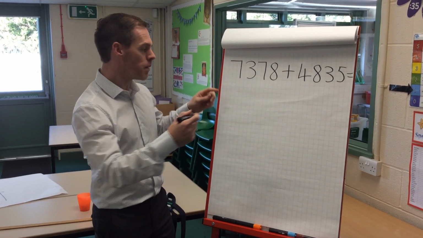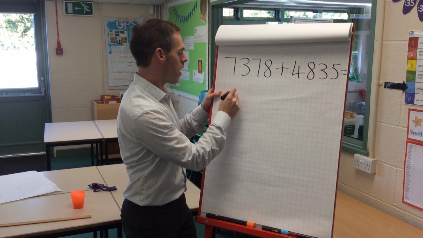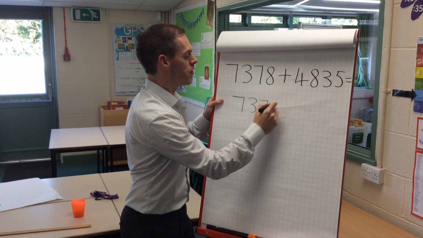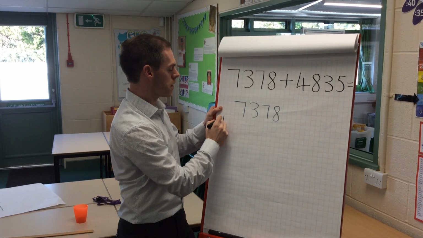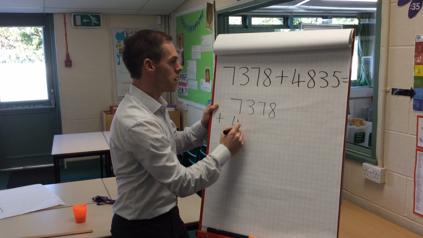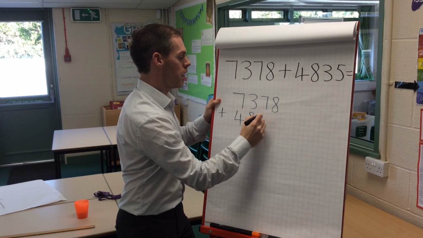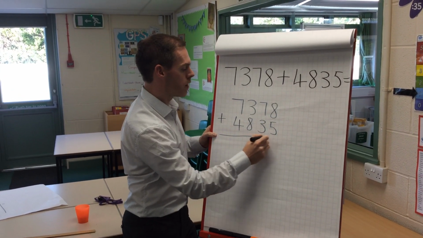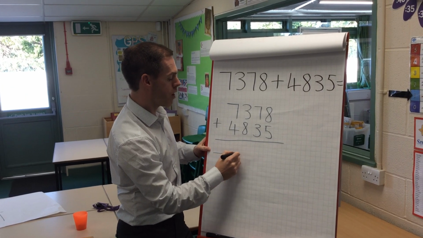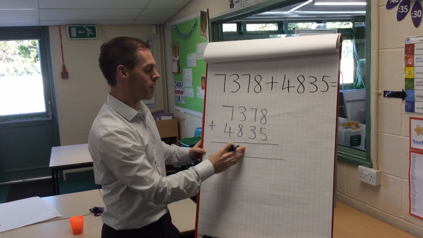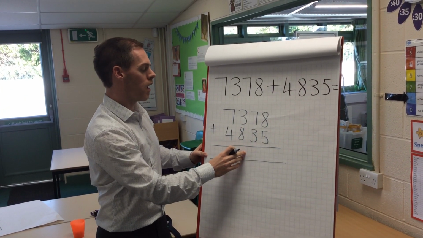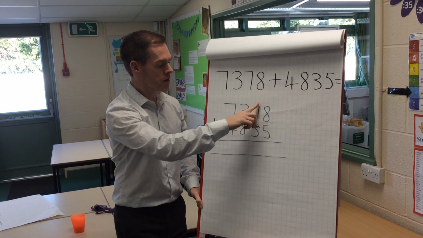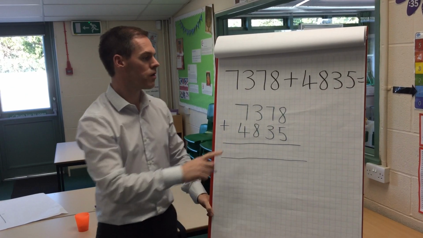Okay, so I'm going to line my digits up because that's really important when we're adding. So 7,378 plus 4,835, and then I'm going to put 2 lines. Of course, you do this with a pencil and ruler underneath, so I can write my answer in here, and everything's going to be lined up nicely. Okay, so there we have it. My ones with my ones, tens with tens, hundreds with hundreds, and thousands with thousands.